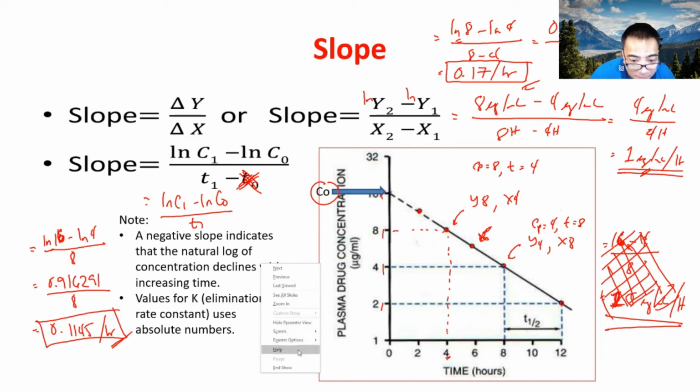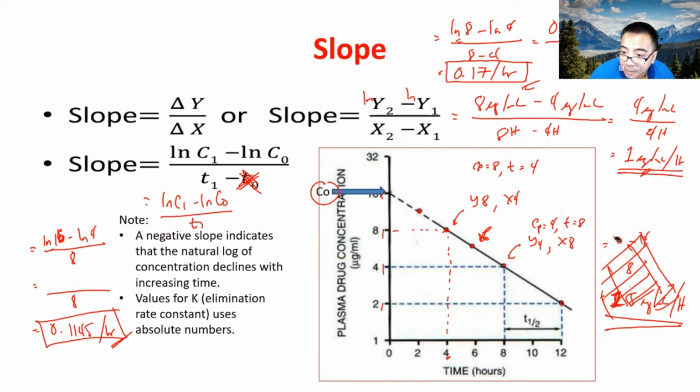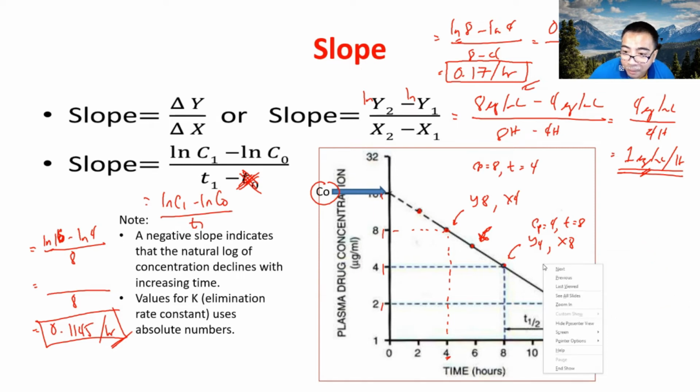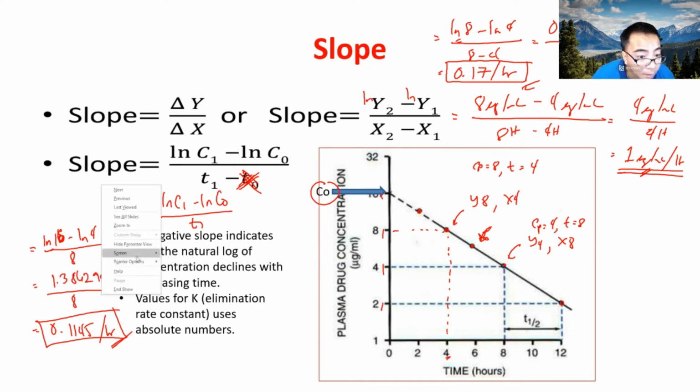Pwede pala mag-eraser. Okay, so let's erase this one. Mali-mali yan. Okay, so again, it's part of the learning process. So at least now we're assured that it's a first order process. So that's 1.386294. And let's erase this one.